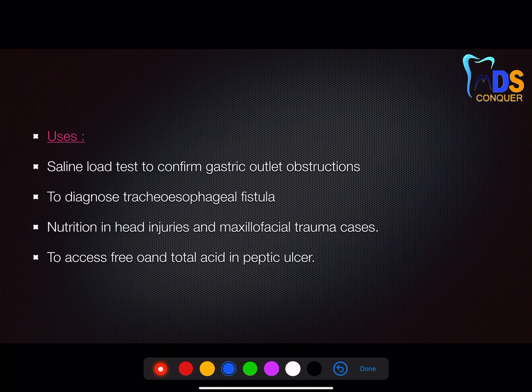These are the markers that represent the areas. Next, uses. There is something called a saline load test. By using the saline load test along with this tube, you can confirm gastric outlet obstruction. It is also useful in the diagnosis of fistulas like thyroglossal fistula and tracheoglossal fistula. It also helps in providing nutrition in head injuries and maxillofacial trauma cases. It also helps in assessing the free and total acid in peptic ulcer cases.